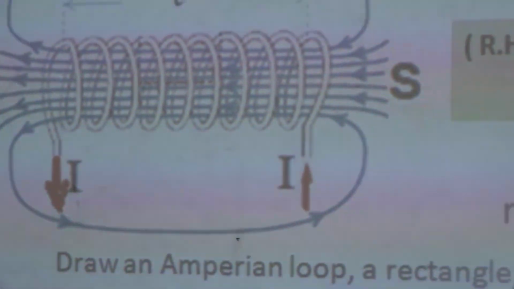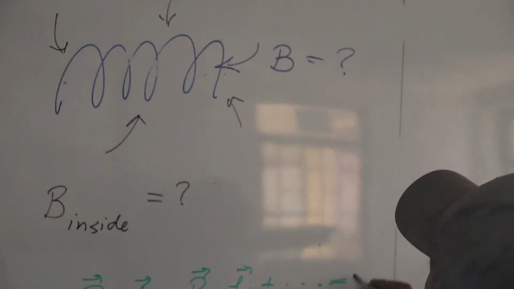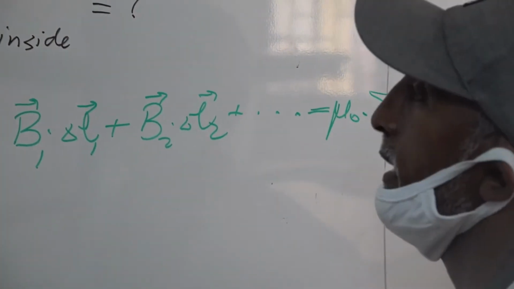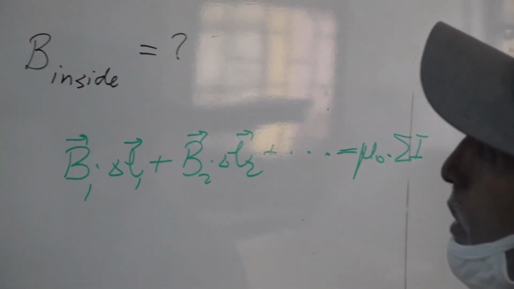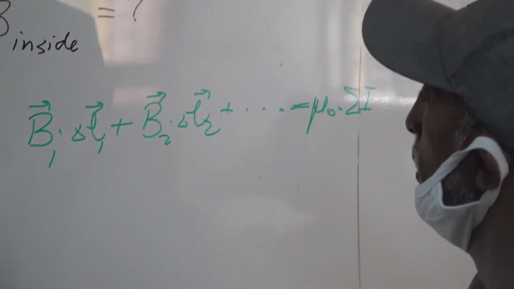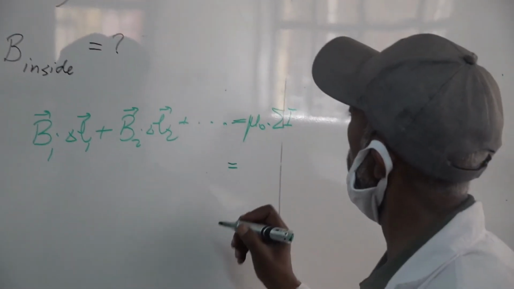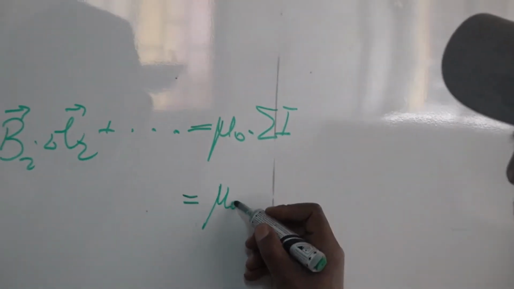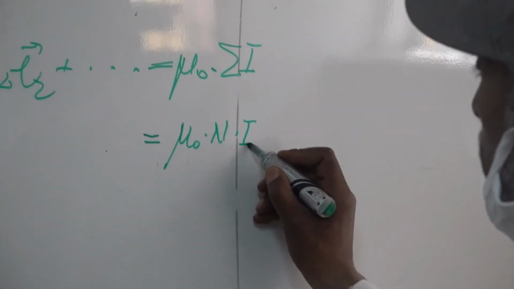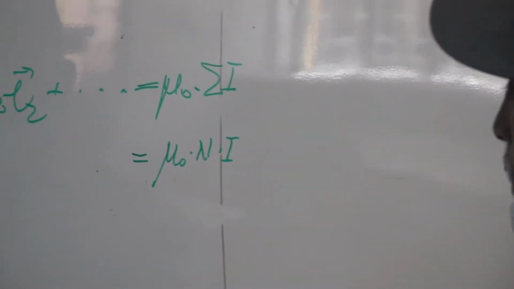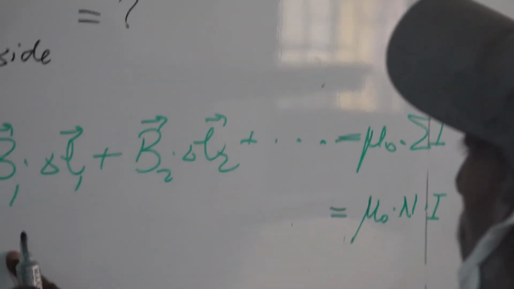That means from here up to here. So what do you get here? That equals, Ampere says, mu 0 times the sum of currents. I told you that the magnetic fields of all the turns add up and give you one uniform strong field. So let's discuss the two sides separately. If you have N turns, the sum of currents would be mu 0 times N I, because the same current is rotating within the turns.